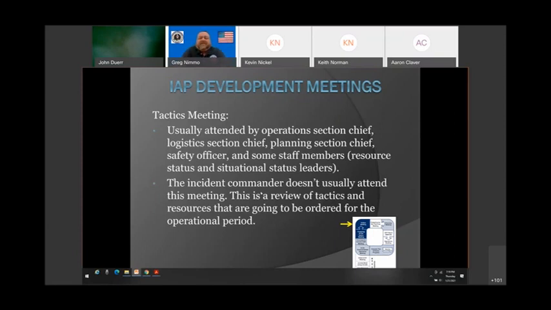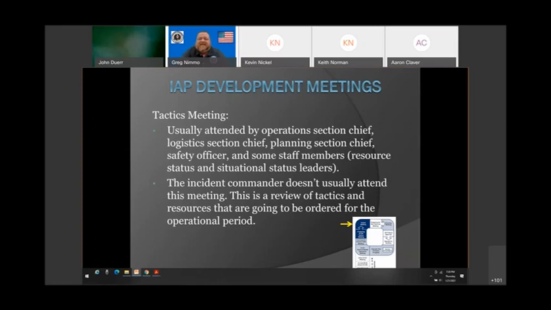Then you see the arrow moved up to the top left corner to the tactics meeting. Tactics meeting is after you've received your direction and your objectives, which is that 202 document, and I believe Andy's going to talk about that here in a little bit for you and have a little exercise to go with it. This is when you're actually building the IAP, the incident action plan for the operational period. It's usually attended by the operations section chief, logistics, planning, safety officer, and sometimes some other staff. You might have a resource person or situation leader in there that can help you with the tracking of individual stuff.